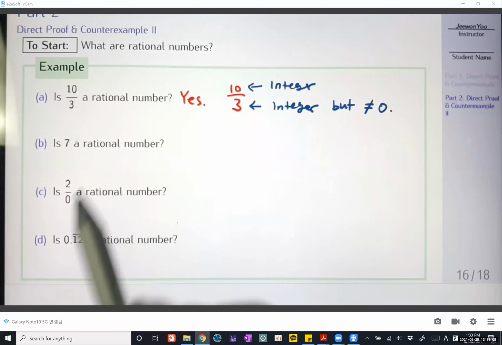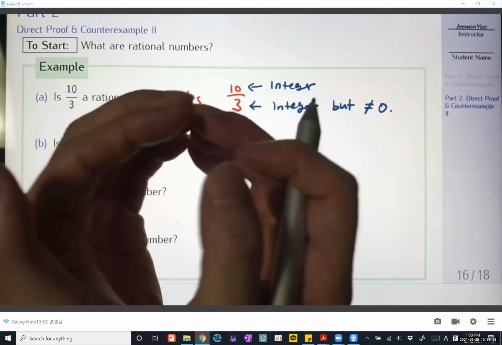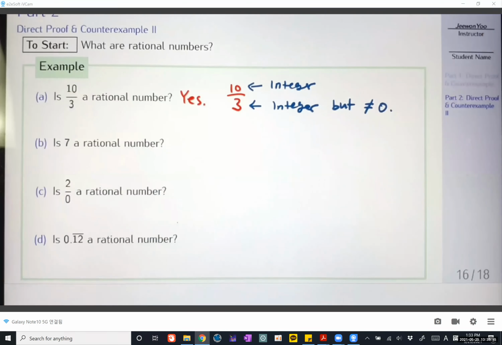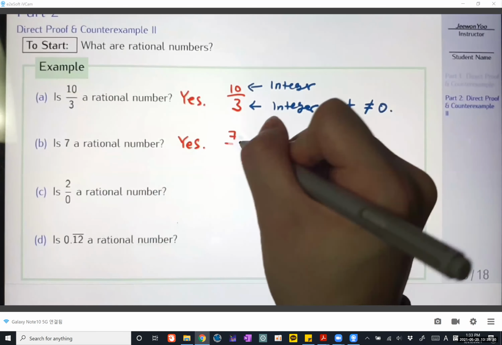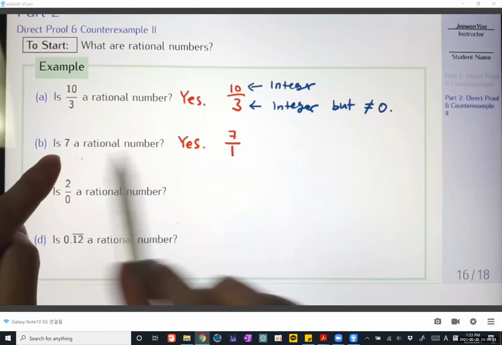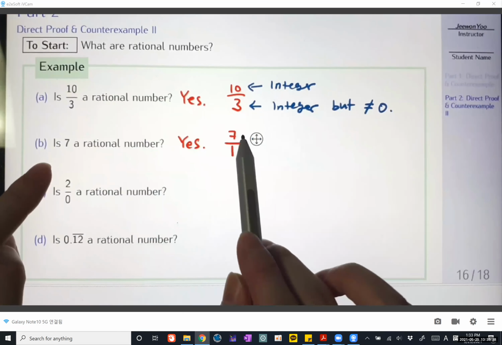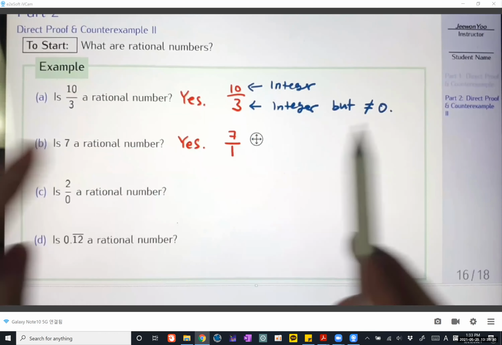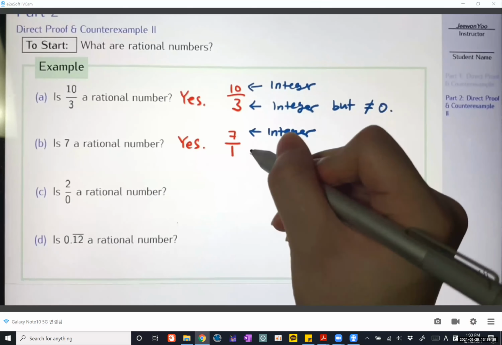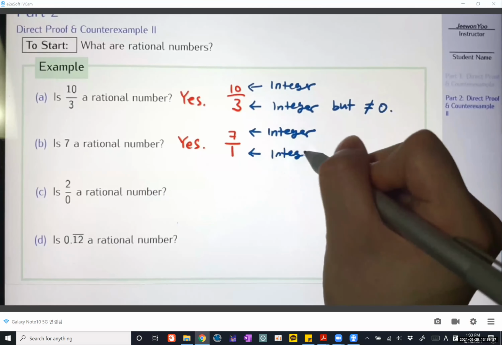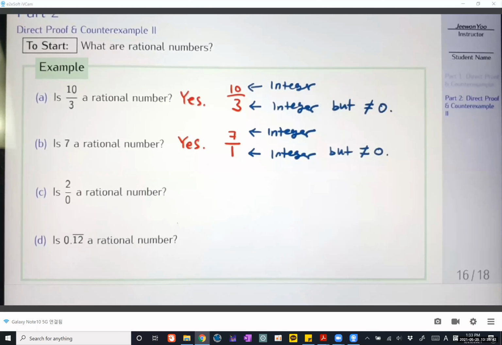Now the second part: is 7 a rational number? It's an integer, and integers are a subset of rational numbers. Yes. You can write 7 as 7 over 1. And this 7 over 1 is indeed a fraction, integer at the top, integer at the bottom. But the bottom cannot be 0. Do you agree? It cannot be 0.